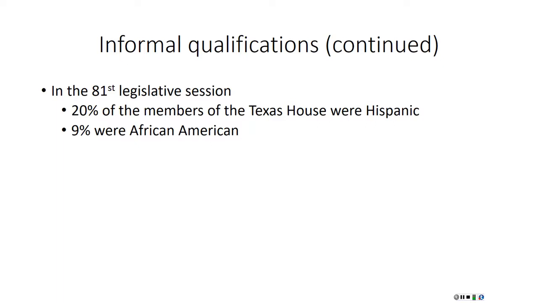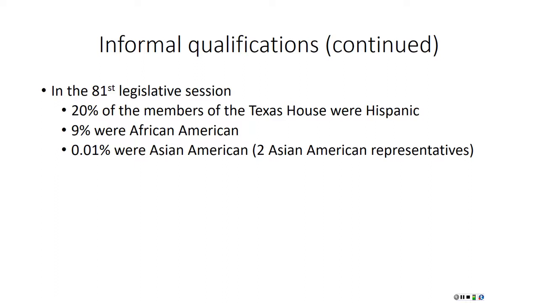I told you 4% of the Texas population was Asian American. Do you think 4% of the Texas House is Asian American? Not even close. 0.01%.